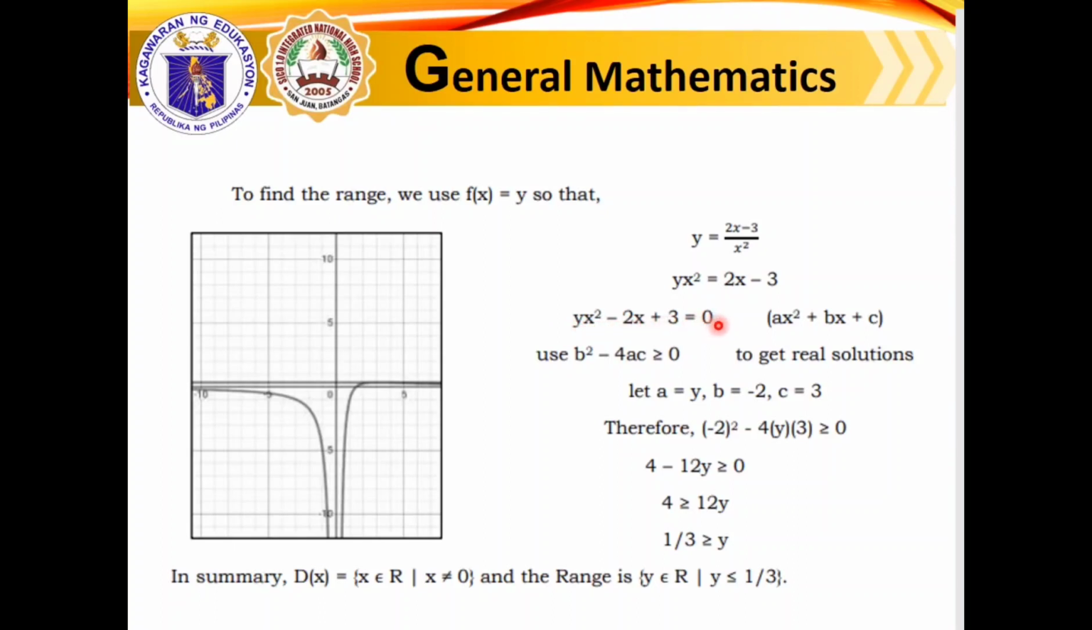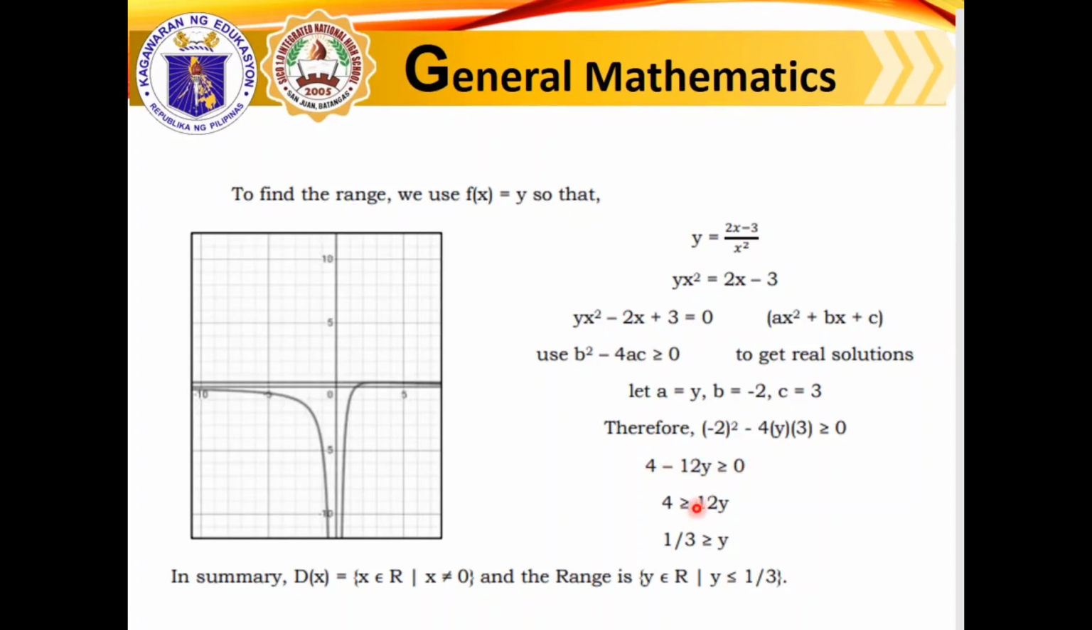So to get the solution, use this formula: b squared minus 4ac greater than or equal to 0. So we have a value which is y, b value which is negative 2, and c value which is 3. So let's substitute. Negative 2 squared minus 4 times y times 3 greater than or equal to 0. So the new rational inequality will be 4 minus 12y greater than or equal to 0.